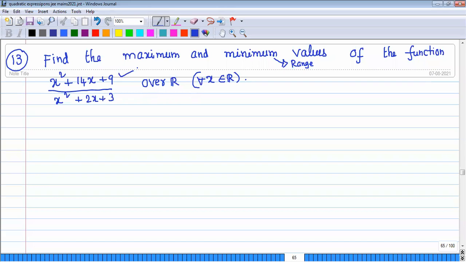Range of this function. Okay, I will give you 5 minutes to try to solve this question. Today is the practice session, that's all. Tomorrow onwards, I will start objective type questions and some more difficult questions will be discussed.